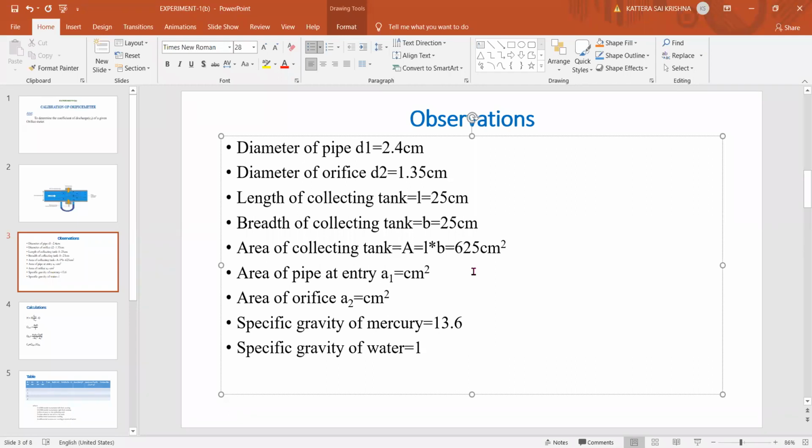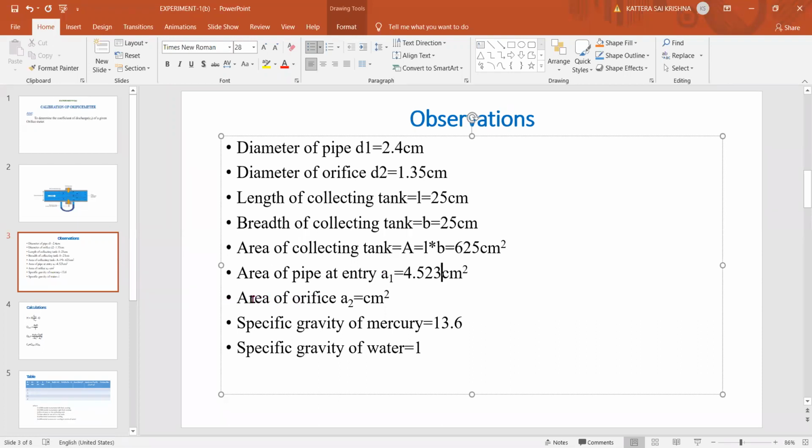Pi by 4 d1 square. D1 value is 2.4 centimeter. So we'll get A1. Yes, mute yourself. It is not audible clearly. 4.523, sir. 4.523 centimeter square. So this is the area for your pipe.